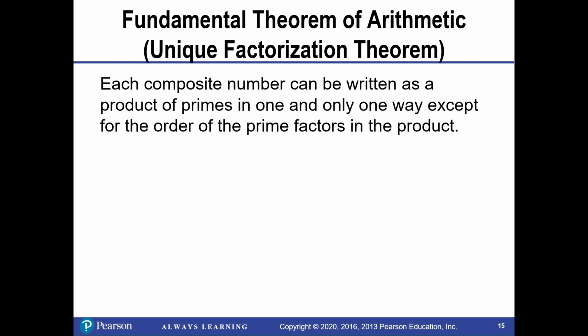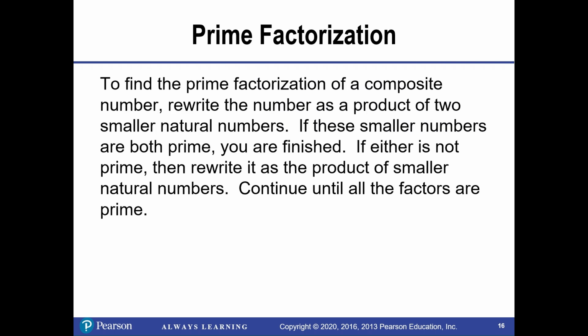So something really interesting about composite numbers is that the fundamental theorem of arithmetic, or we can call it the unique factorization theorem, tells us that every composite number can be written as a product of primes in exactly one way, except for the order of the primes in that product. So if we want to find the prime factorization of a composite number, we need to rewrite the number as a product of two smaller natural numbers. And if these natural numbers are both prime, then we're done.